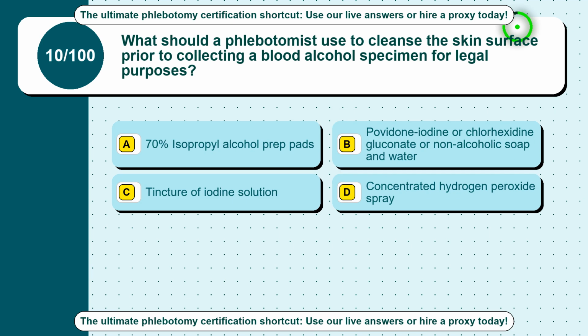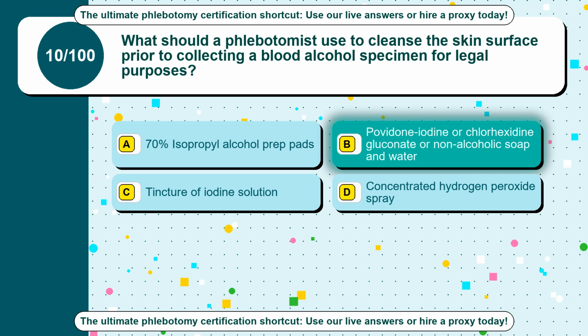Question 10. What should a phlebotomist use to cleanse the skin surface prior to collecting a blood alcohol specimen for legal purposes? Option A. 70% isopropyl alcohol prep pads. Option B. Povidone iodine or chlorhexidine gluconate or non-alcoholic soap and water. Option C. Tincture of iodine solution. Option D. Concentrated hydrogen peroxide spray.